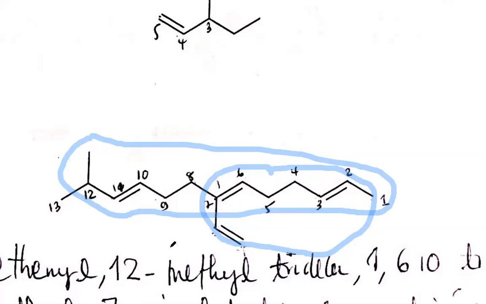Now, in this hydrocarbon, we have 2 chains. One has 9 carbon atoms. The other one has 13 carbon atoms. So the one that has 13 is the longest chain and also contains the maximum number of double liaisons.